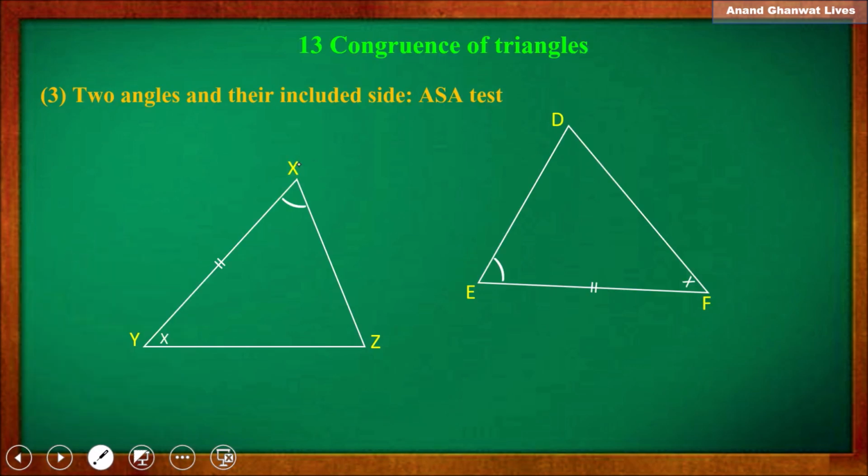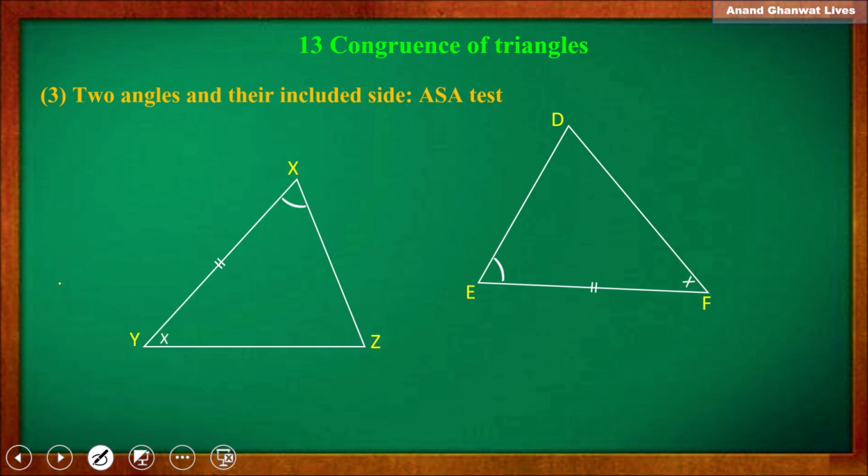Now the triangle XYZ and the triangle DEF are given here. So angle X is congruent with angle E. Then segment XY is congruent with segment EF, and angle Y is congruent with angle F. So two angles and one included side are congruent with the two angles and included side of another triangle. So these two triangles are congruent.